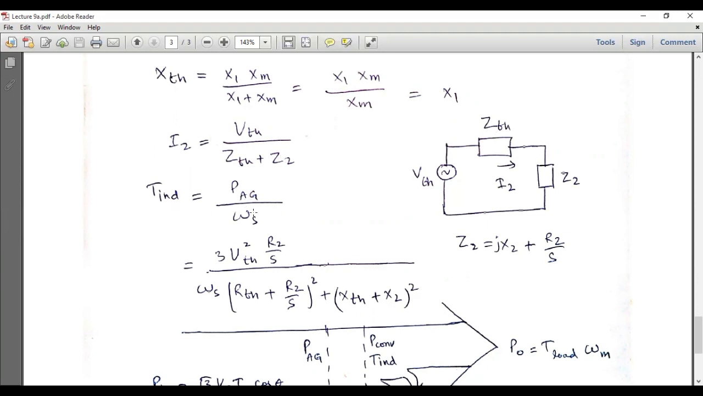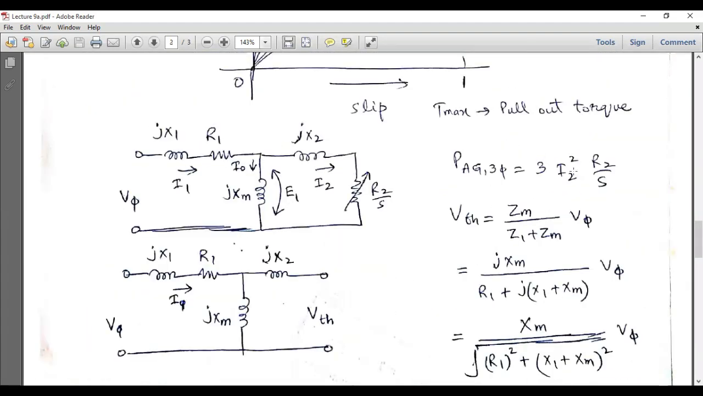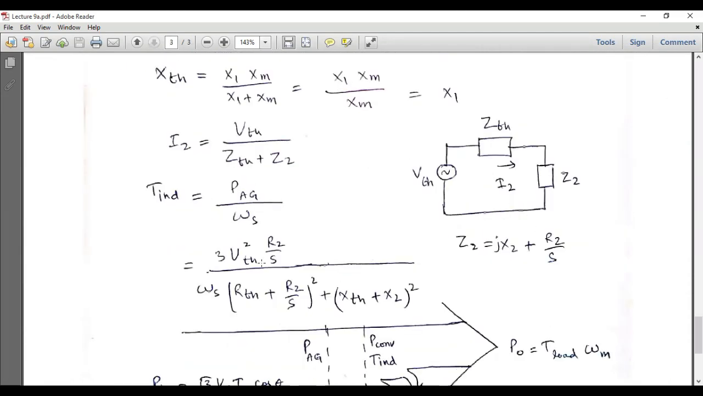and this induced torque is equal to P air gap over omega S, and this is equal to 3 V Thevenin square R2 over S divided by omega S into (R Thevenin plus R2 over S) square plus (X Thevenin plus X2) whole square. What we have actually done is substitute the value of this P air gap, and this P air gap was equal to 3 I2 square R2 over S. So this is R2 over S and I2 square is actually the square of this term.